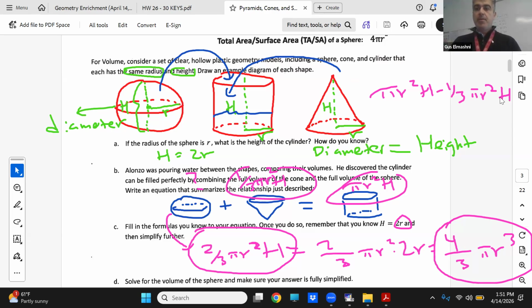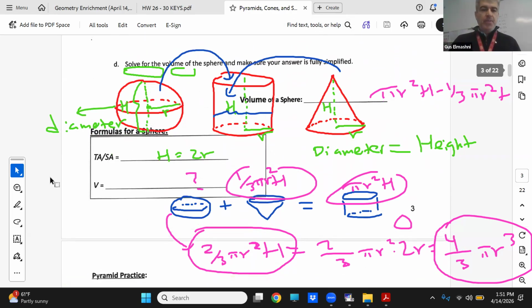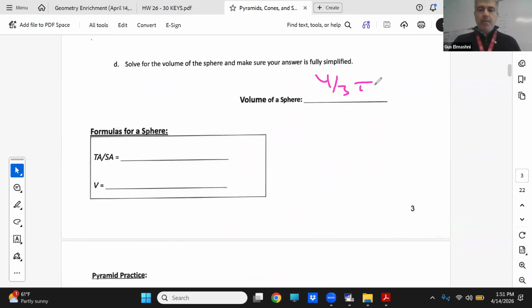Oh, over here, you mean? Yeah, I just substituted. h is 2r, because we established that earlier on in part A. After I substitute, I just clean it up. That's all. Yep. So that's the formula. Again, it's 4/3 pi r cubed. Easy peasy. And of course, the surface area is 4 pi r squared.